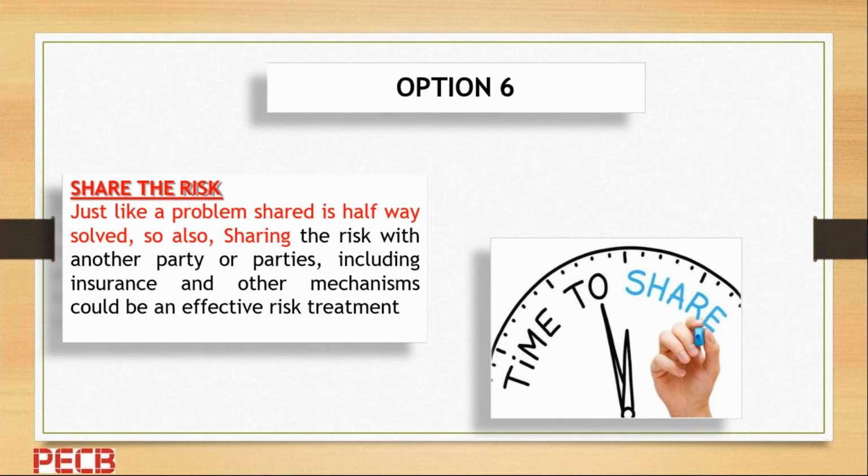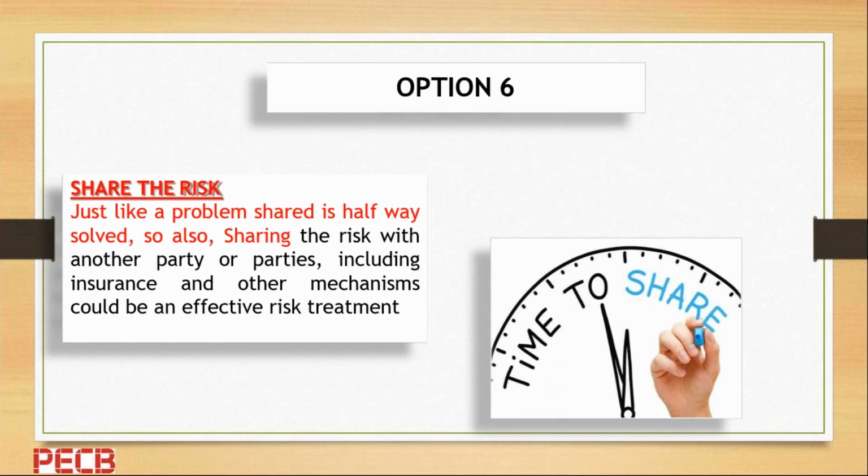Now, for instance, someone that just bought a new car, there is a risk of accident. So what does he do? He takes up an insurance policy. So if there's an accident, he has shared the risk. Instead of him paying for the cost of replacement or the cost of repair 100%, the insurance company bears a proportion of that loss, while the insured also bears a proportion. So the risk has been shared.